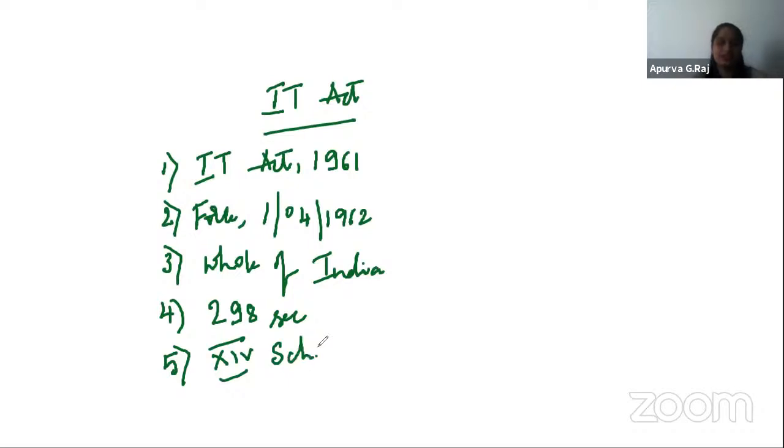Please remember this. The act we are going to study is going to be the Income Tax Act 1961. It came into force on 1st of April 1962. It applies to whole of India. Very important, whole of India. How many sections are there? There are 298 sections. How many schedules are there? There are 14 schedules. The Income Tax Act tells us what are the items to be taxed.